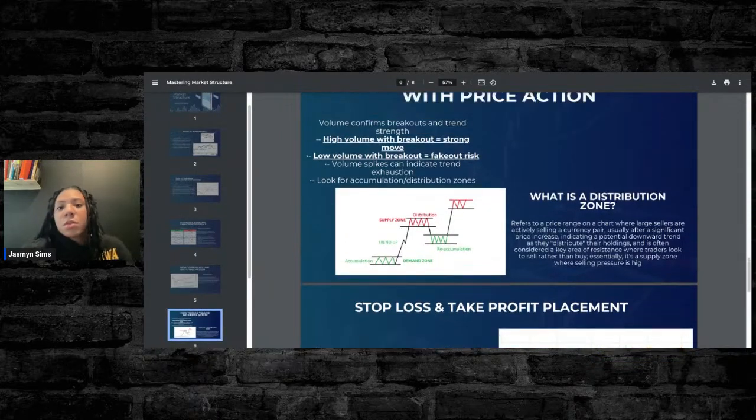So what is a distribution zone? It refers to a price range on a chart where large sellers are actively selling a currency pair, usually after a significant price increase, indicating a potential downward trend as they distribute their holdings, and is often considered a key area of resistance where traders look to sell rather than buy. Essentially, it's a supply zone where selling pressure is big.